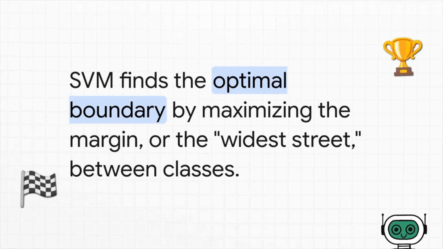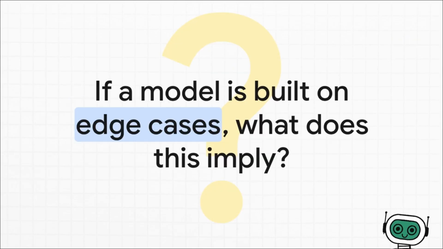So, if we boil it all down to one sentence, an SVM finds the optimal boundary between classes by maximizing the margin, or the widest street between them. The key takeaway today is that an SVM's power comes from focusing only on the hardest points to classify. And that leaves us with a final thought. If your model is defined entirely by the edge cases, what does that tell you about the importance and the potential danger of outliers in your data?